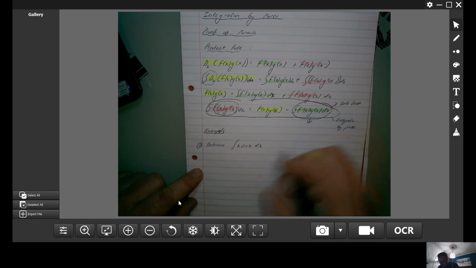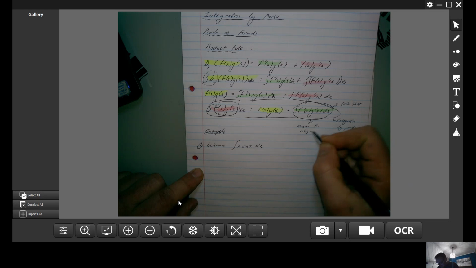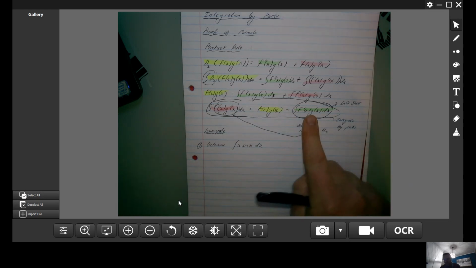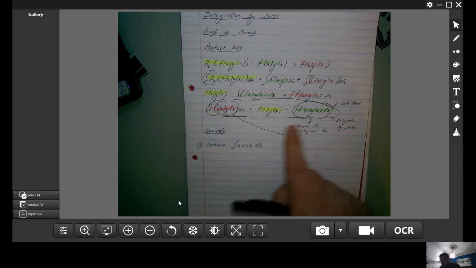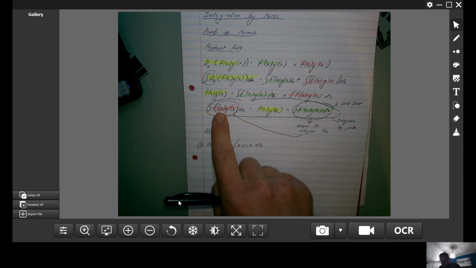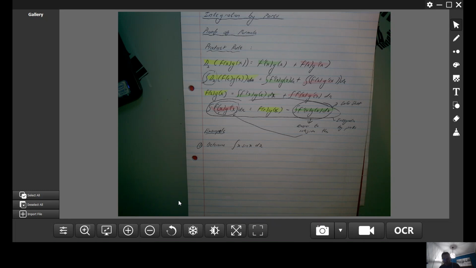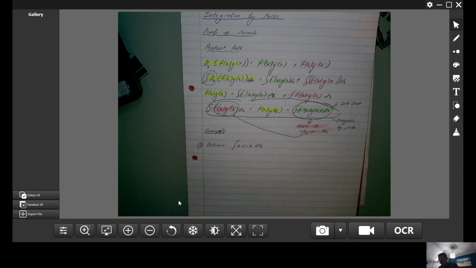parts is only really going to work if this green bit ends up being easier to integrate than this bit over here. There's no point in doing integration by parts if that integral is more complicated than that integral. Usually the trick is if f of x is something like x, and I differentiate that, the derivative of x is 1, and then it becomes a lot easier. But that's the key idea. This integral over here must be easier to integrate than that one over there.